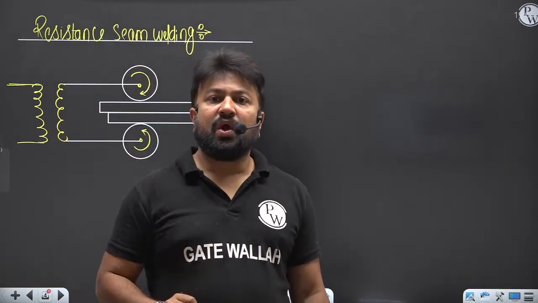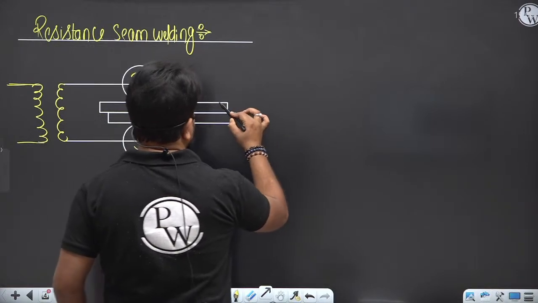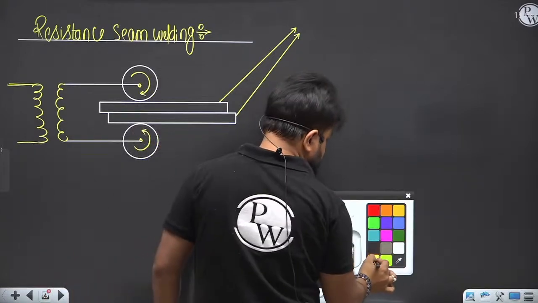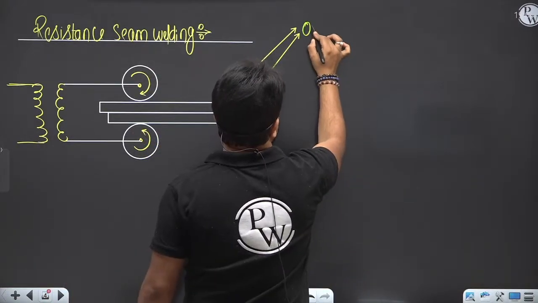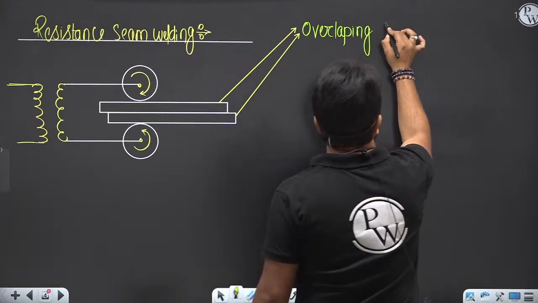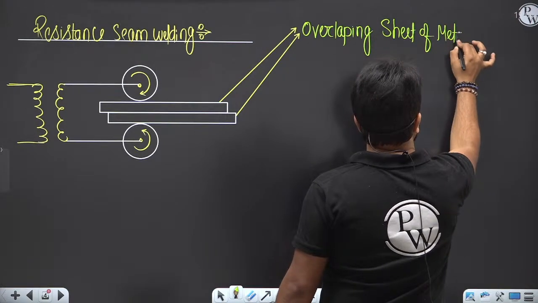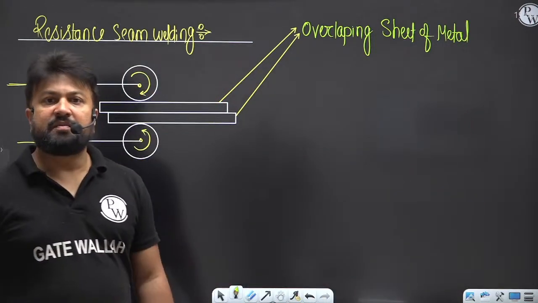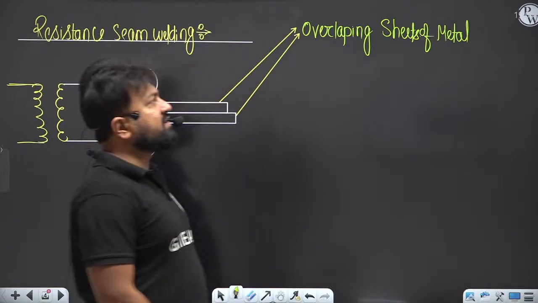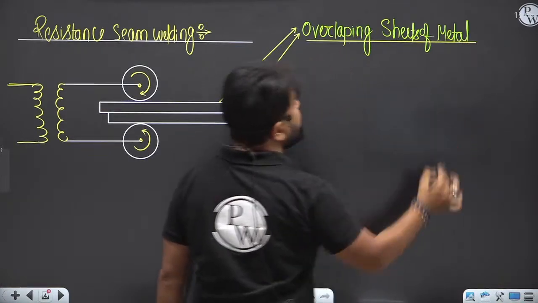Weld is made between overlapping sheets of metal. There will be overlapping sheets of metal. This is nothing but overlapping sheets of metal.